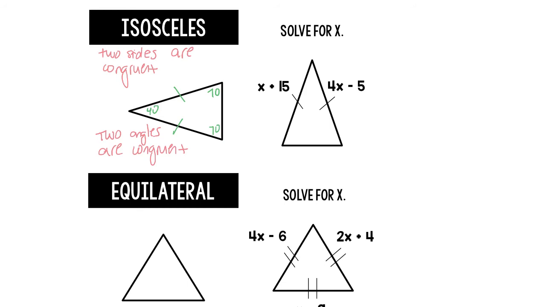So we want to, on this next triangle, solve for x. Well, if those two sides are the same, we can set them equal to each other. So we have x plus 15 equals 4x minus 5. We can combine the x's. So let's subtract an x from each side, and we have 15 equals 3x minus 5. And then we add 5 to each side.